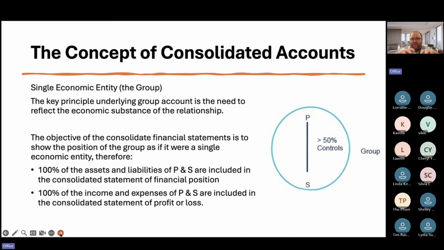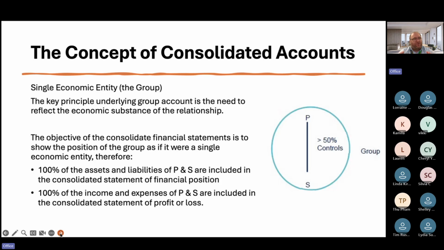So that just builds on a little bit more of what I've said there. It's this whole concept of a single economic entity, and the key principle is the need to reflect the economic substance of the relationship. So the parent controls 50% or more of the subsidiary: parent P, subsidiary S. Once we've consolidated, we've got a group position. And as it says, the objective of consolidated financial statements is to show the position of the group as if it was one single economic entity.